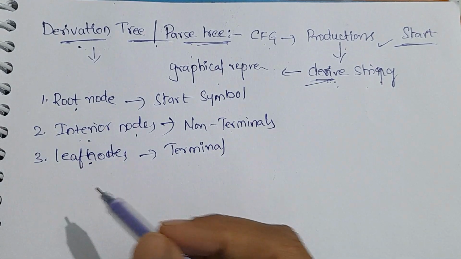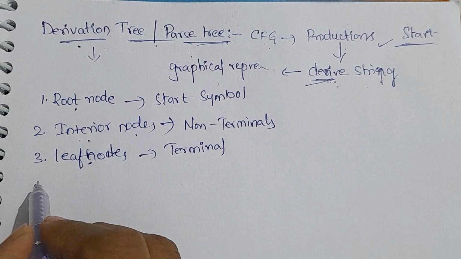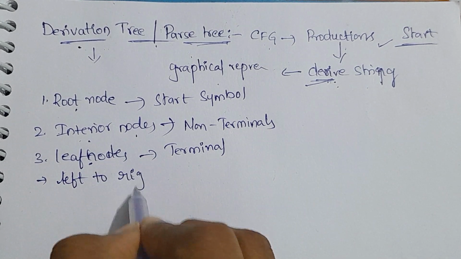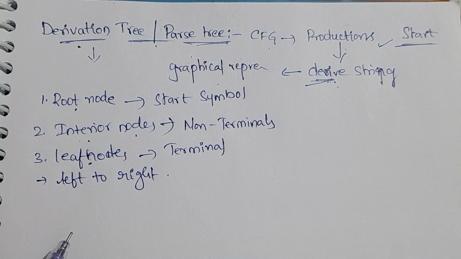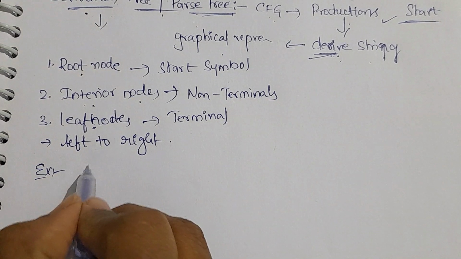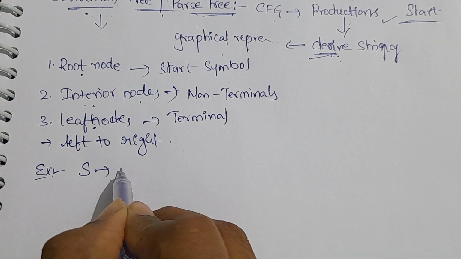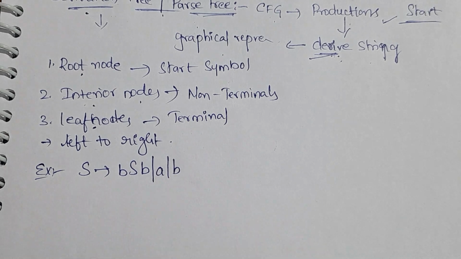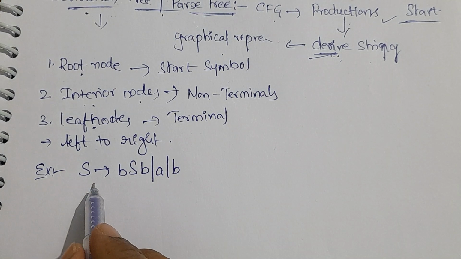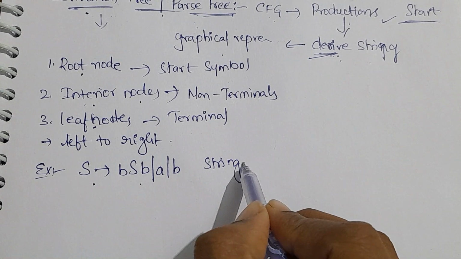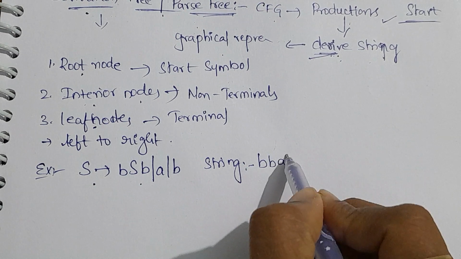And whenever a derivation is given, you are trying to read it from left to right. Let us see one simple example of how a derivation tree will be constructed. Let us suppose I have a grammar like this: S goes to small b, capital S, small b, or small a or small b. Based on these productions, I need to derive a string called b, b, a, b, b.